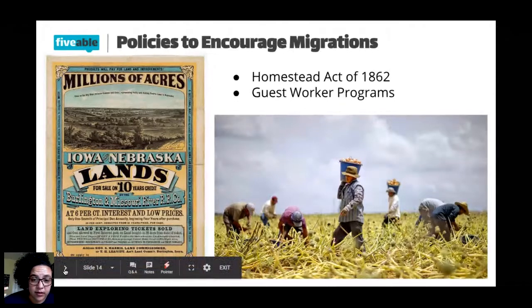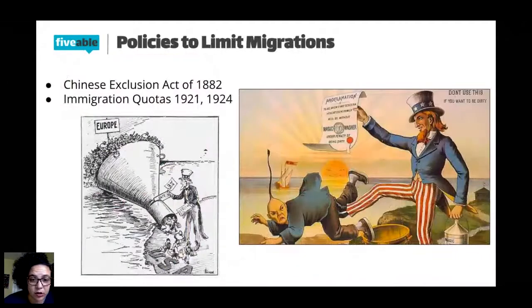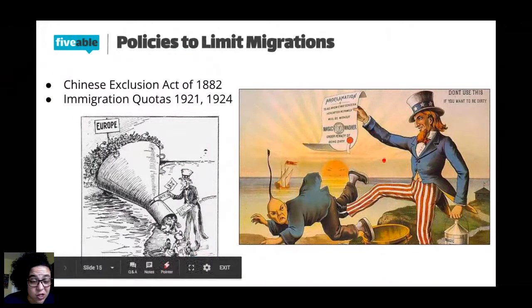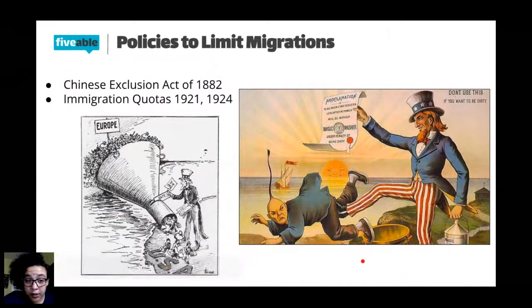So then, of course, policies to limit migration. So the US is pretty notorious for these because our history tends to be xenophobic, where we have this fear of outsiders. So one example would be the Chinese Exclusion Act in 1882, where first California did it, and then the federal government was like, that's a great idea, we'll do that too, where they literally banned all immigration coming from China.